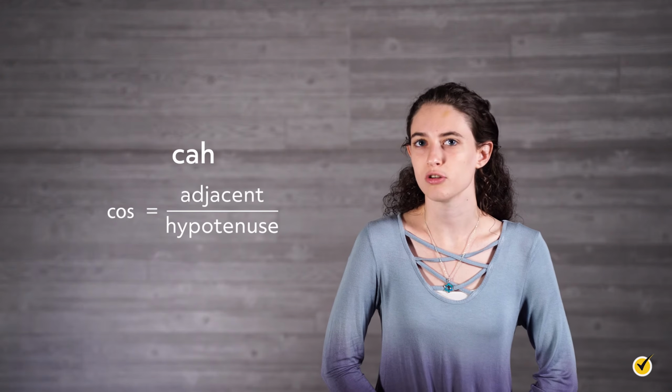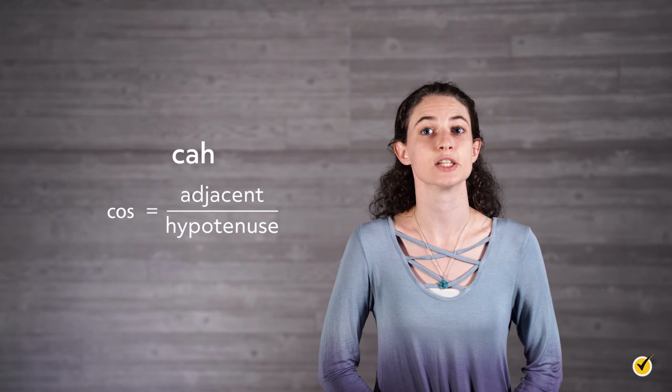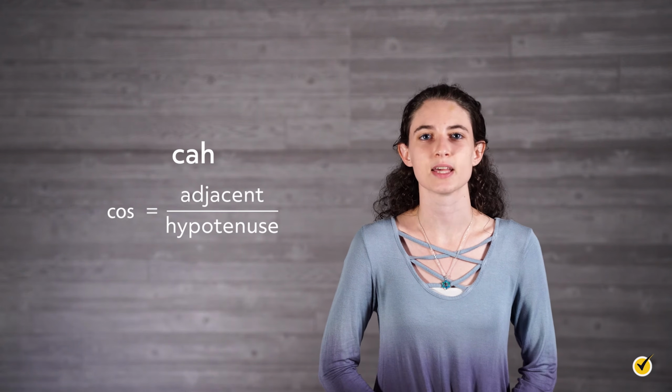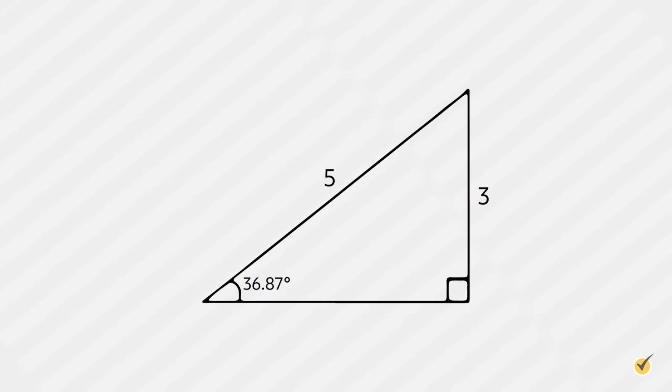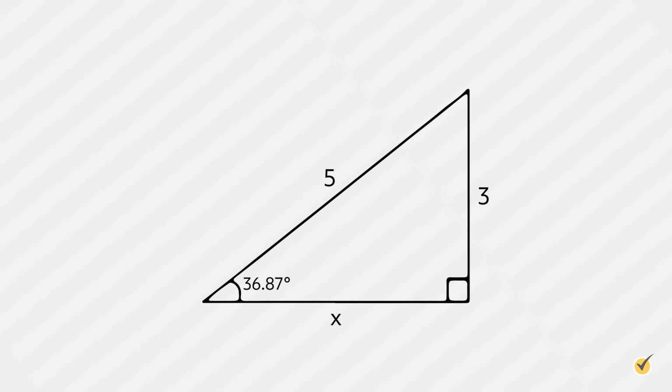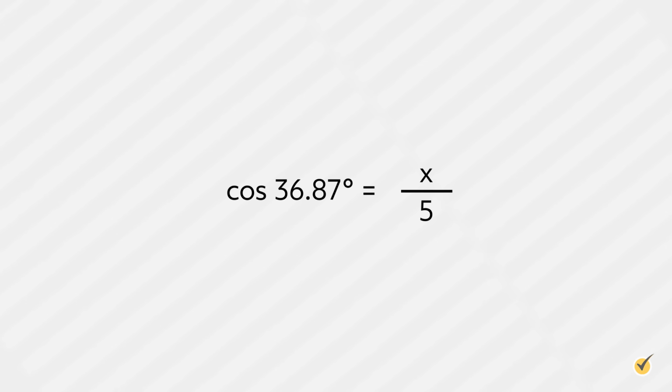If you've studied trigonometry before, you're probably familiar with SOHCAHTOA, which is a way to remember how each of the big three trig functions are formed. The second part of it, CAH, helps us remember that cosine is equal to the length of the adjacent side divided by the length of the hypotenuse. In this problem, we know one angle and two of the sides. The side we don't know is adjacent to the angle we know, so we need to use cosine to find it. We do so by setting up a simple equation like this.